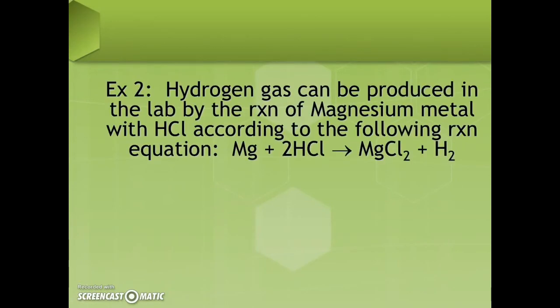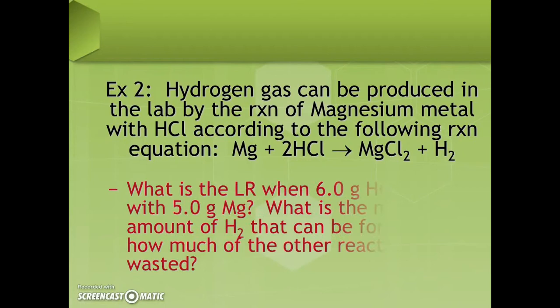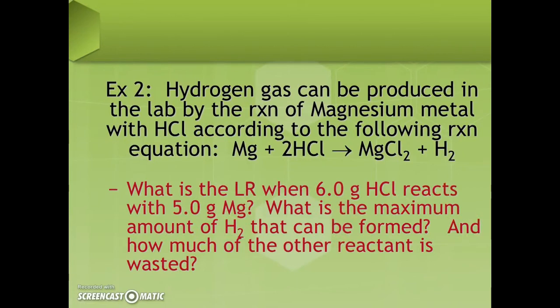Now let's try a second example. Let's react hydrochloric acid with magnesium metal to form magnesium chloride and hydrogen gas. So let's imagine our question this time. It's what's the limiting reagent when 6 grams of hydrochloric acid reacts with 5 grams of magnesium? What's the amount of hydrogen that can be formed? And how much of the non-limiting reagent, the one in excess, is wasted?